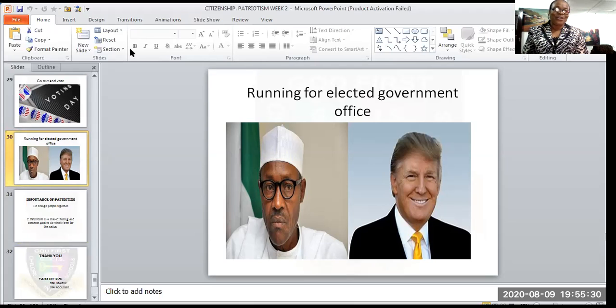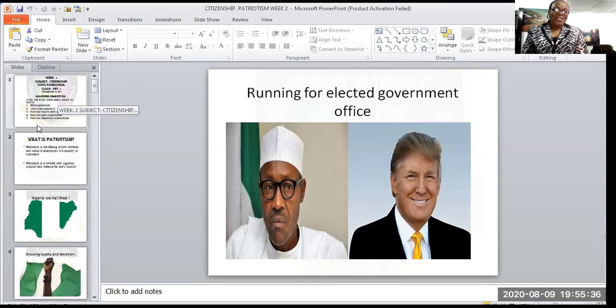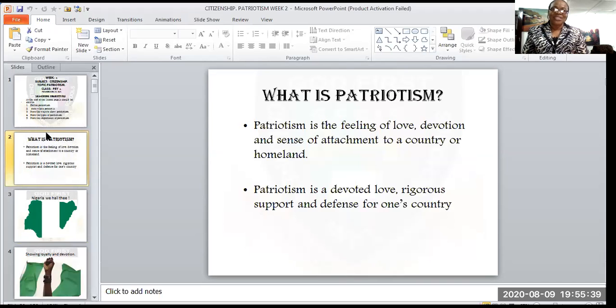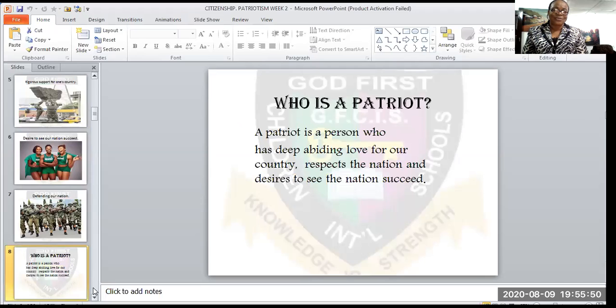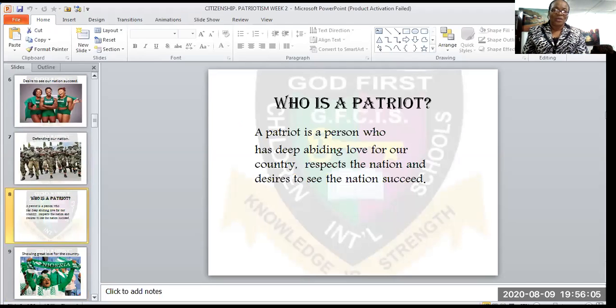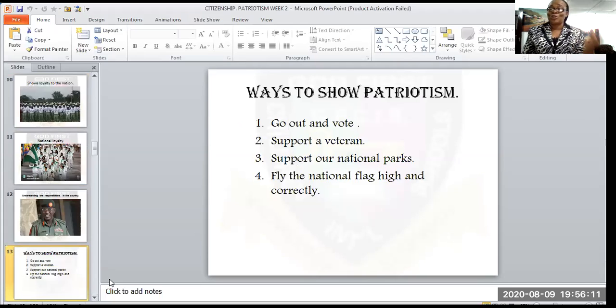Beautiful. A roundup of what we have said so far. We have said that patriotism is the feeling of love, of devotion and sense of attachment to a country or homeland. We should love our country. We should devote ourselves to making our country great. Then we said, who is a patriot? A patriot is somebody that loves this country, that has deep love for this country. He's ready to do everything and anything to make sure Nigeria succeeds. Are we together? Beautiful.